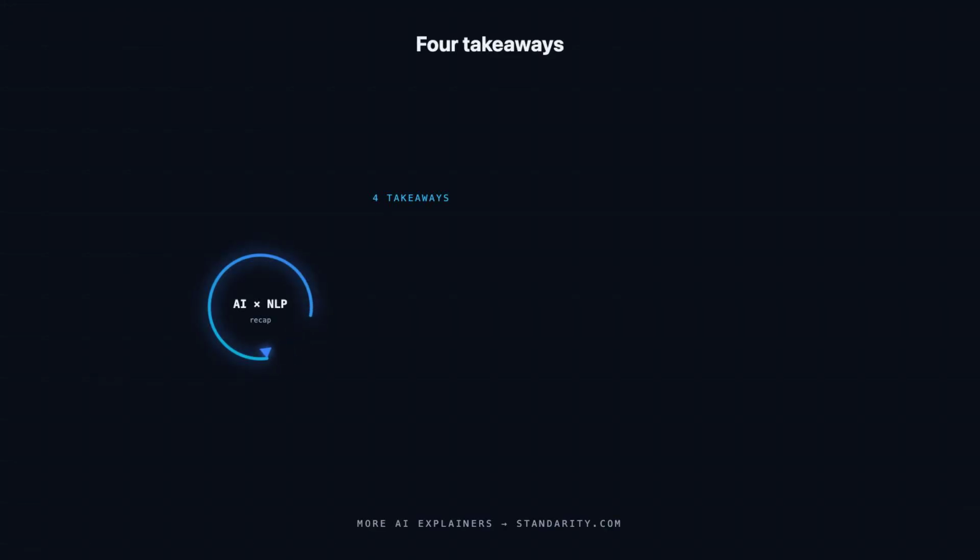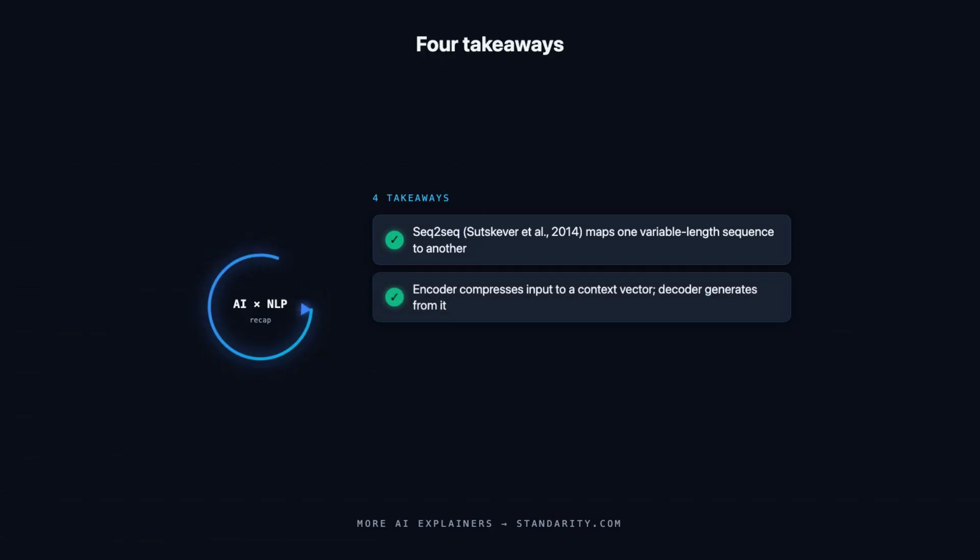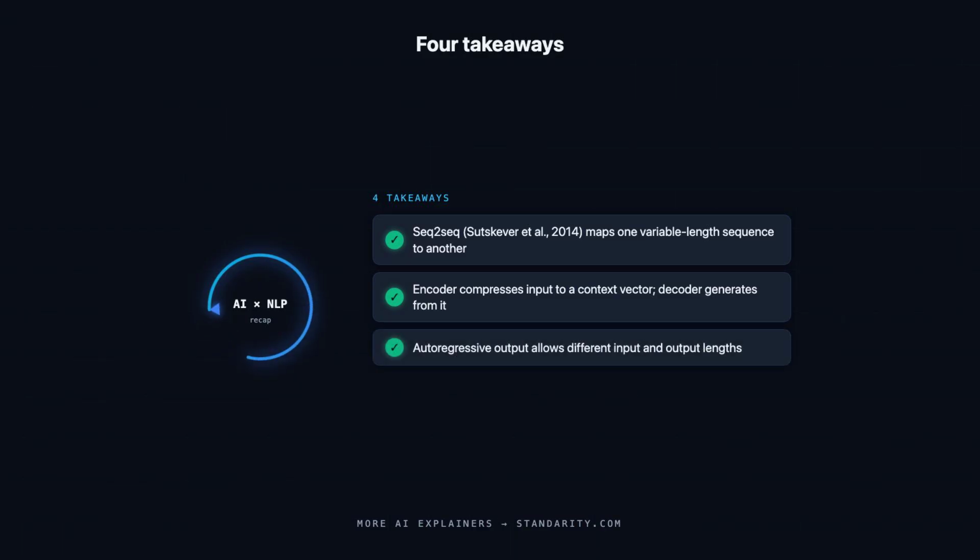All right, 4 takeaways to hold on to. Seq2Seq, from Sutskever and colleagues at Google in 2014, reframed translation as mapping one variable length sequence to another. It uses 2 recurrent networks. The encoder compresses the input into a context vector, and the decoder generates the output token by token from it. Because it generates autoregressively, input and output can be different lengths, which set the template for summarization, dialogue, and code.